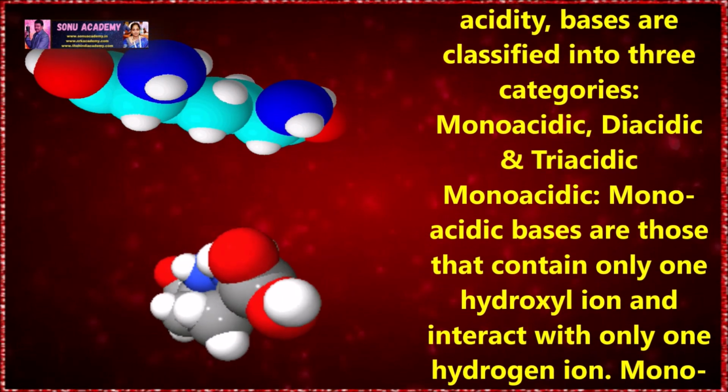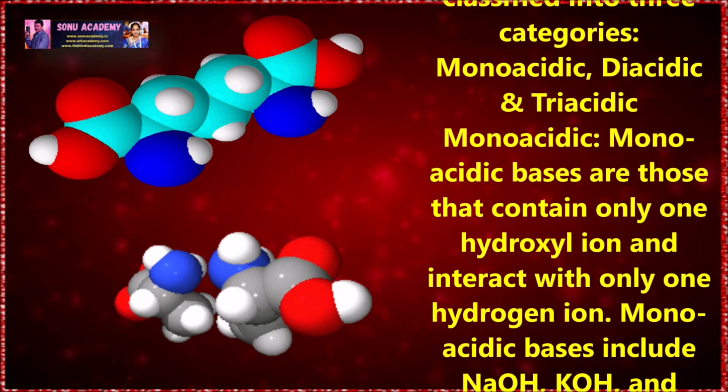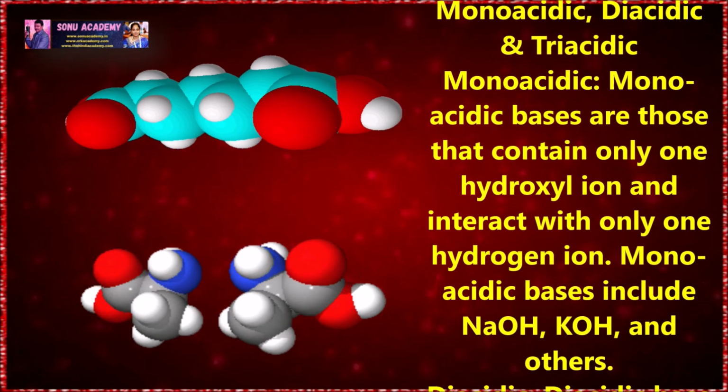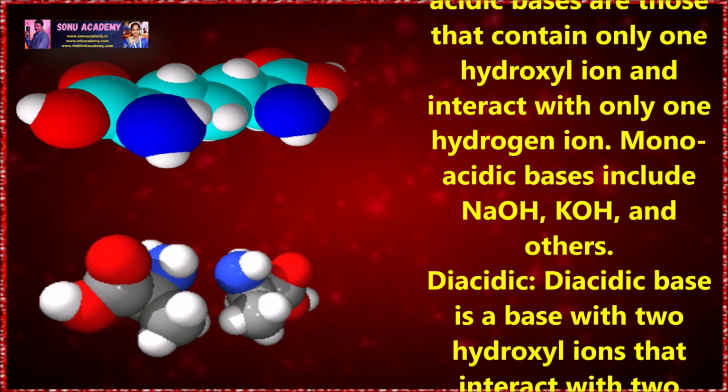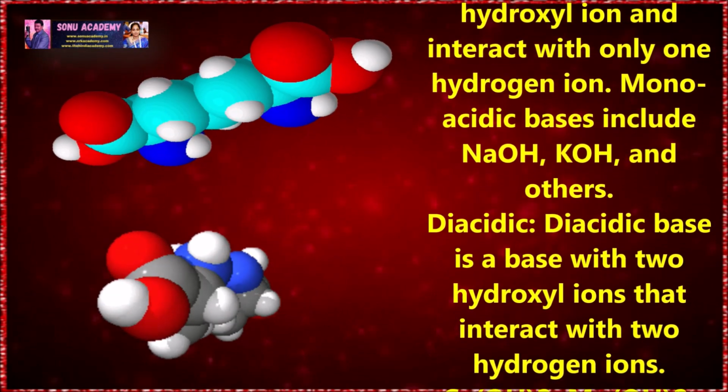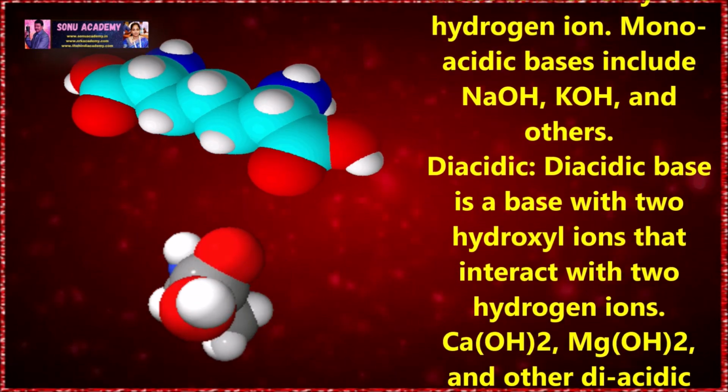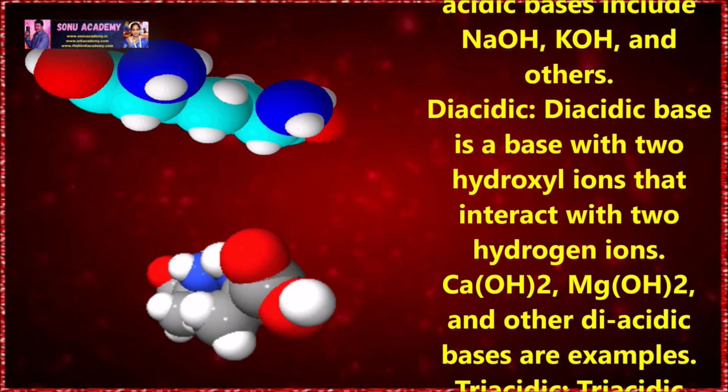Let us discuss monoacidic. Monoacidic bases are those that contain only one hydroxyl ion and react with only one hydrogen ion. Monoacidic bases include NaOH, KOH, and others.